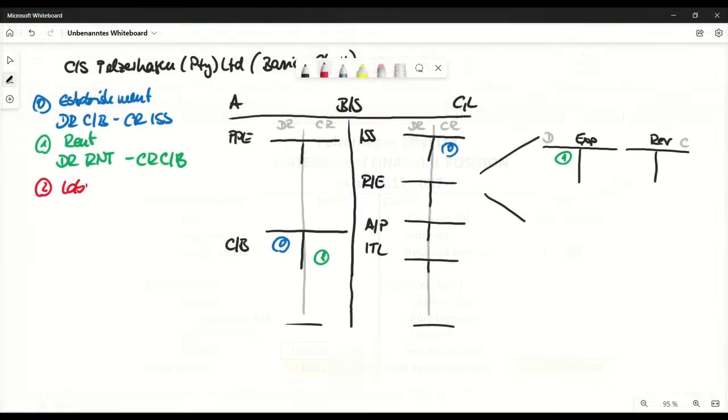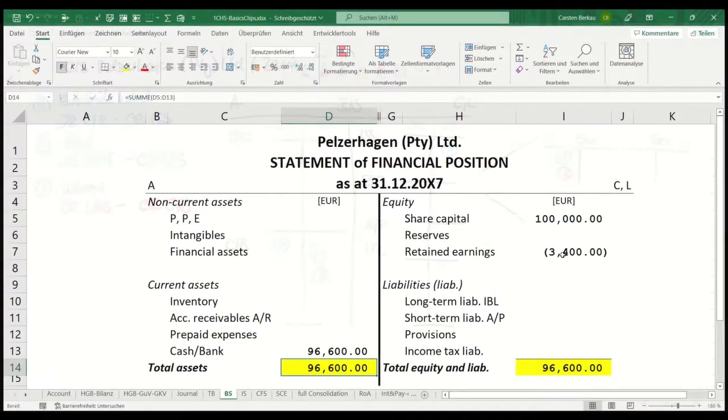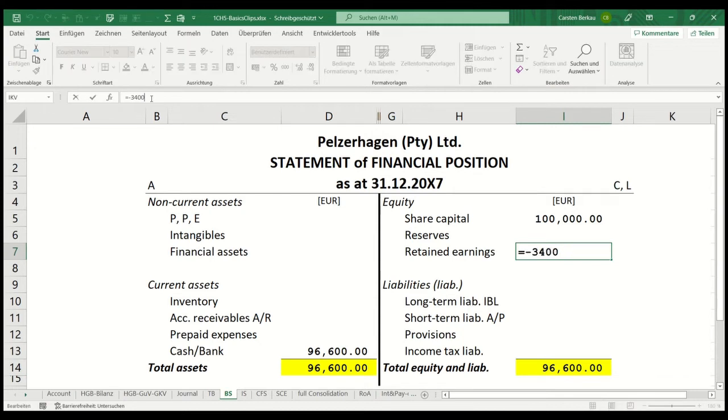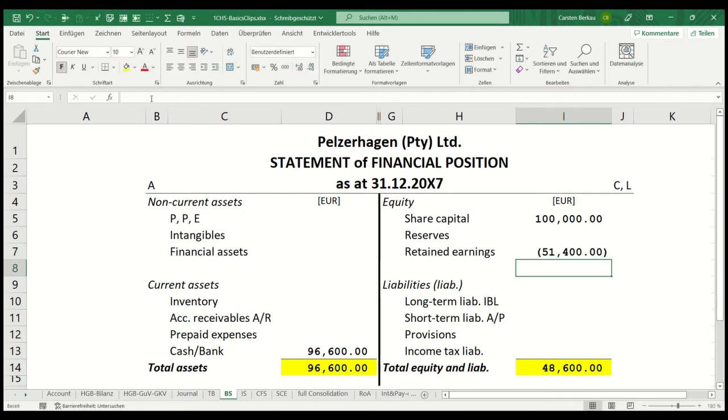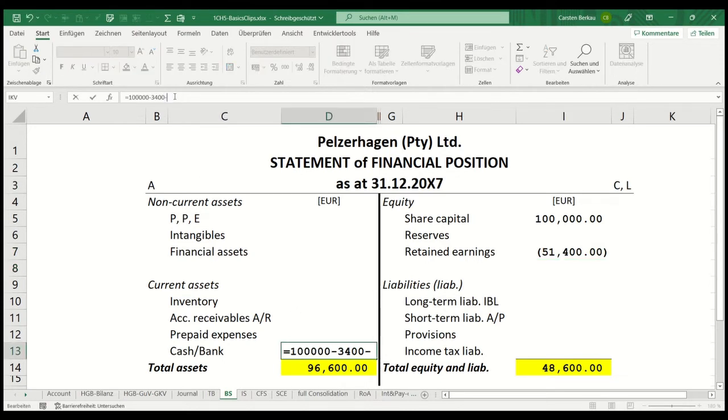We record labor by making a debit entry in the labor account, which is an expense account, and we credit cash bank. Bookkeeping entry 2 is a debit entry in the retained earnings account. I deduct 48,000, and it is a credit entry in cash bank.